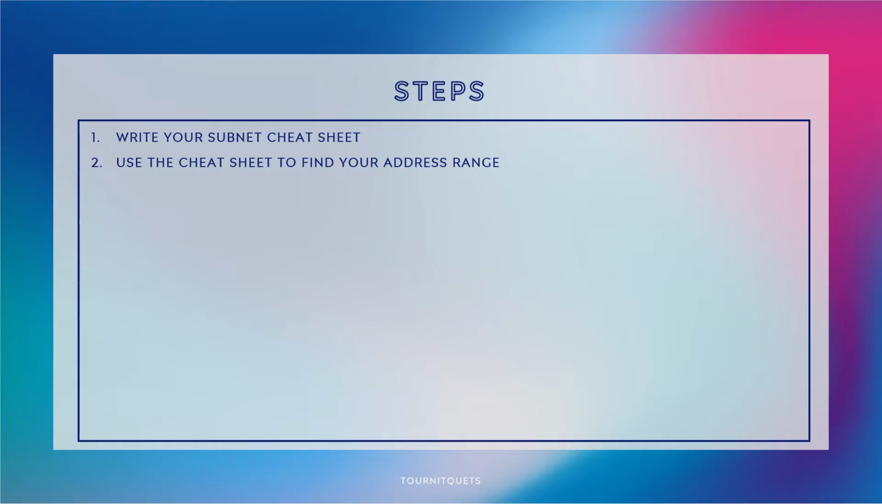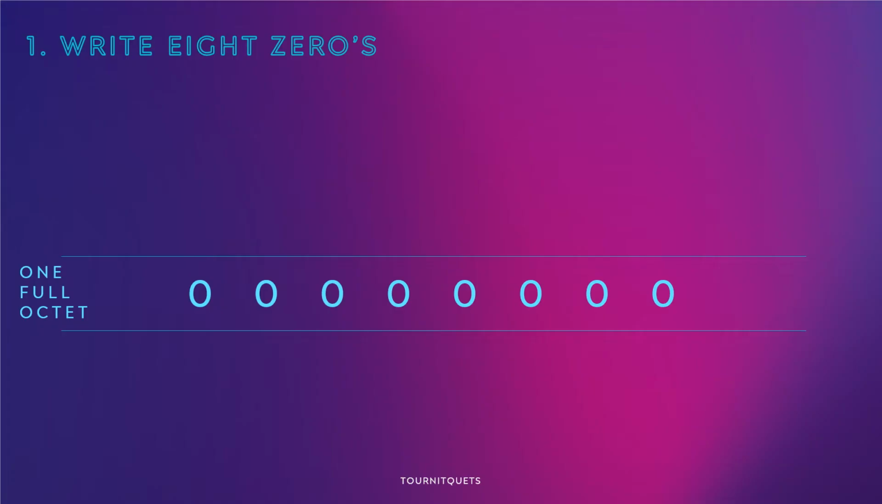Before we begin, we would just like to let you know that there are really only two main steps to this task. The first step is to create your subnet cheat sheet, which we will show you how to do. Then, you will use the cheat sheet to find your IP address range information. Now, first write 8 zeros on a piece of paper. These 8 zeros will represent the last octet of your IP address.